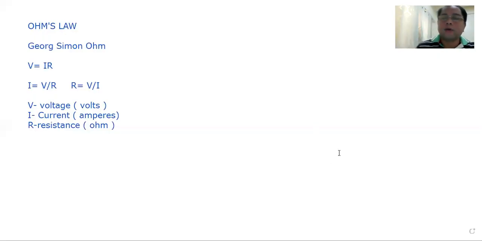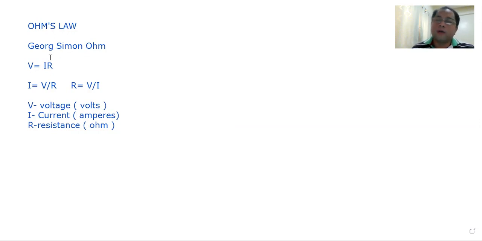Now going into the discussion on Ohm's law. This law was formulated by George Simon Ohm. That's the English way of pronouncing it. Others would pronounce it as Georg Simon Ohm because he's a German.